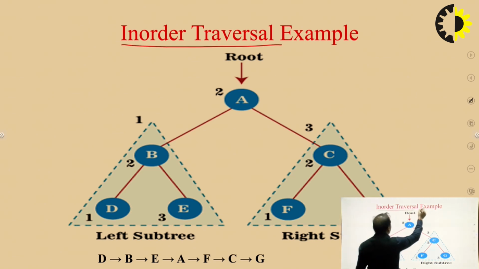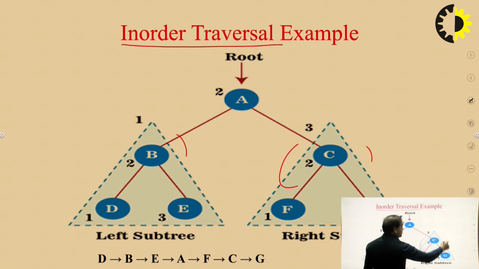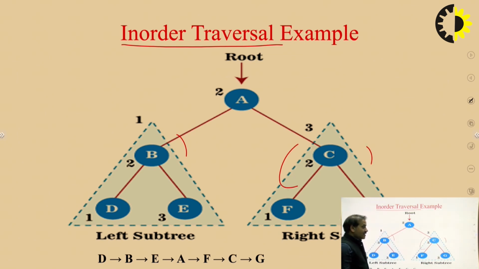Now this is our example on which we want to show how in order traversal works. This is also a binary tree, the same binary tree discussed in previous slides. Here A is the root node, B is the left subtree, and C is the right subtree. First, we have to recall the algorithm: in in order traversal, first we traverse the left subtree, then root, then right subtree.